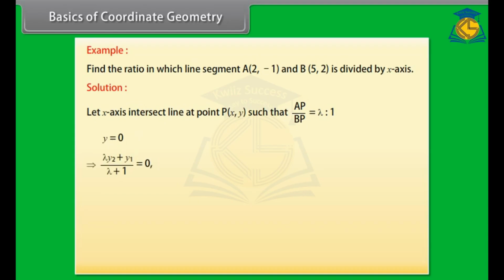It implies (lambda y2 plus y1) divided by (lambda plus 1) is equal to 0. It implies (2 lambda plus minus 1) by (lambda plus 1) is equal to 0. It implies lambda is equal to 1 by 2. It implies AP by BP is equal to 1 by 2 is to 1.